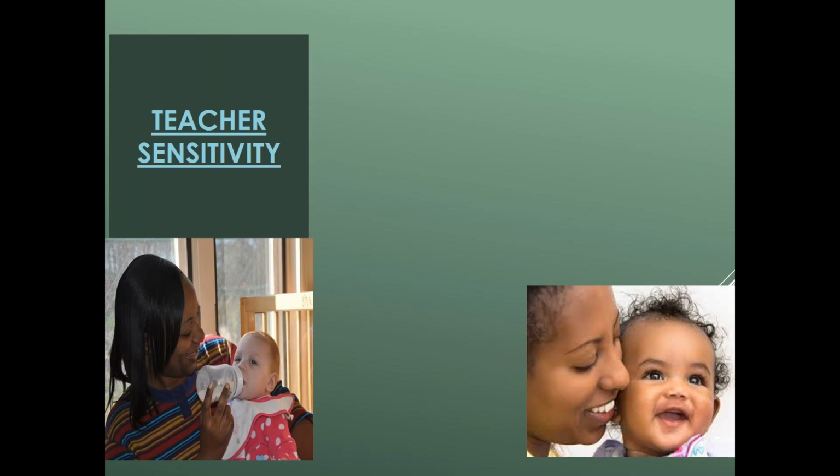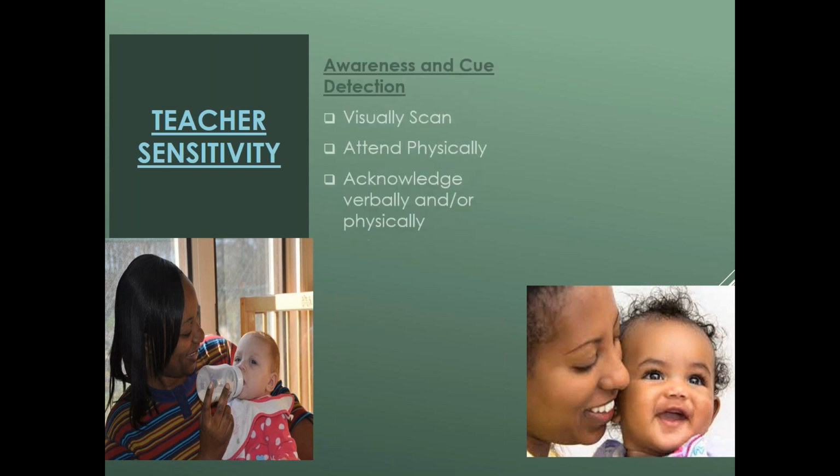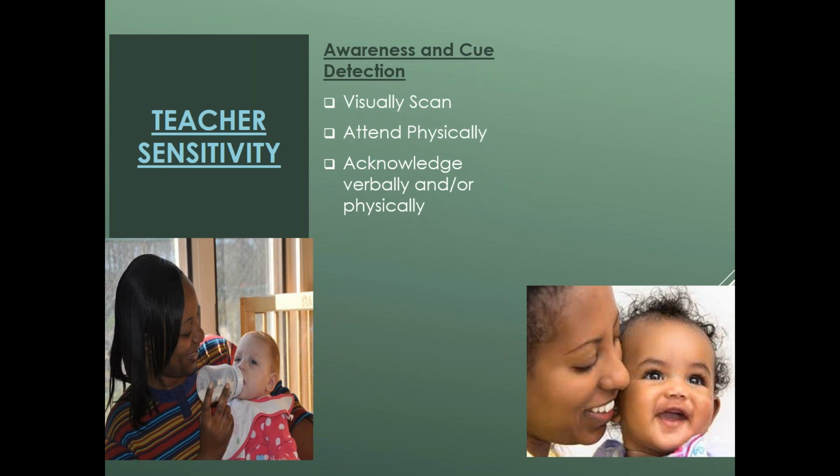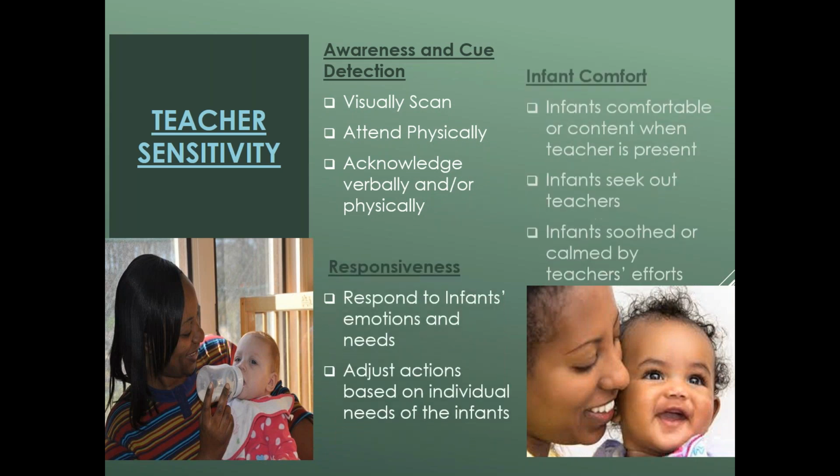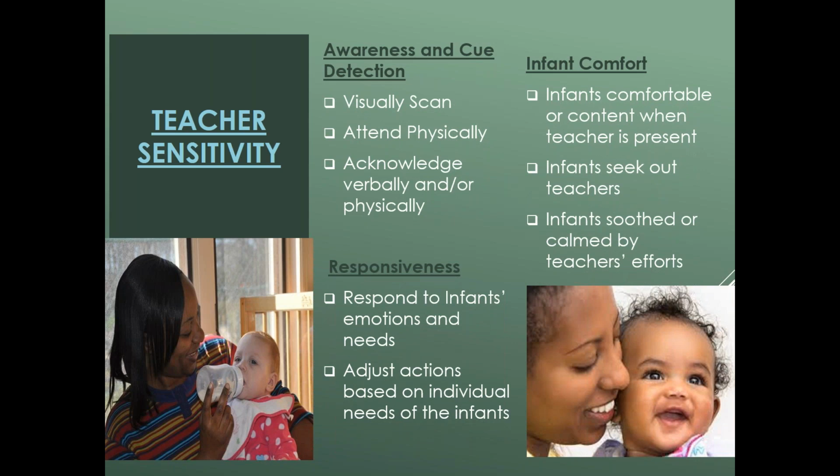Now let's move to the next dimension, which is teacher sensitivity. This dimension has 3 indicators, and it embraces the teacher's awareness and responsiveness to infant verbal and nonverbal cues, and the teacher's ability to provide comfort and skills to resolve distress in a timely manner. The 3 indicators are awareness and cues detection, responsiveness, and infant comfort.